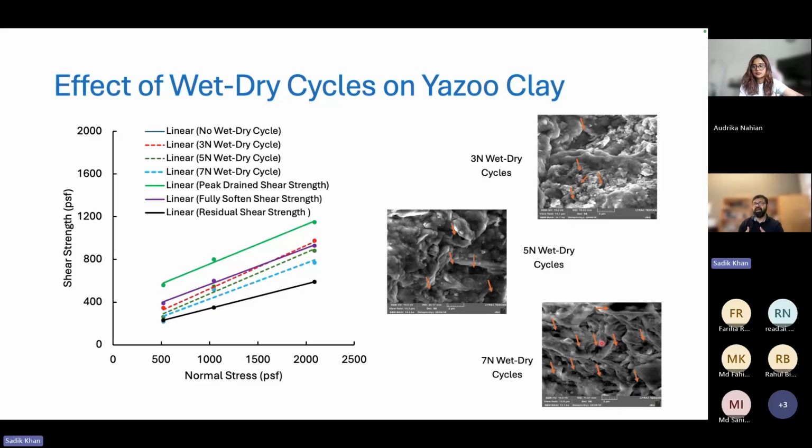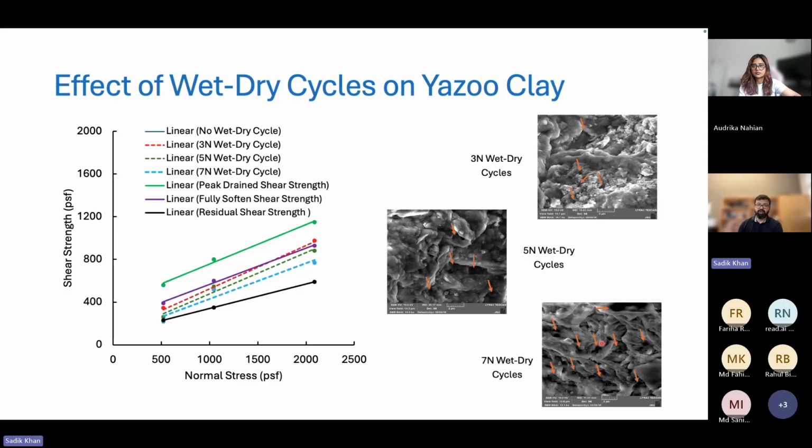So the void ratio of the soil goes up, and the volume of the void goes up when the soil goes through a certain number of wet-dry cycles. And with a certain number of wet-dry cycles, the shear strength goes down for sure. But another thing that also changes is that the permeability goes up.